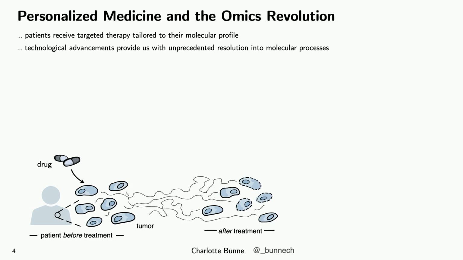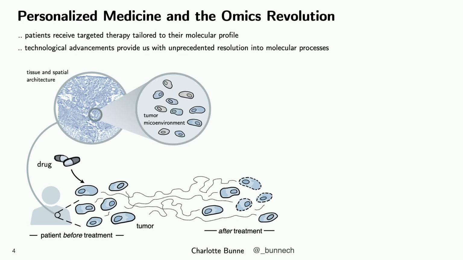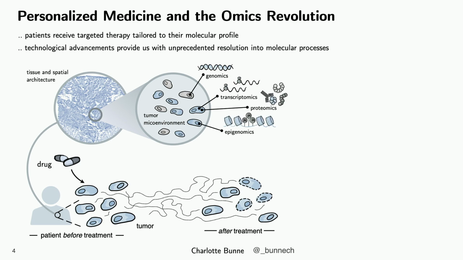What we have, and why this is feasible, is a revolution in the omics. So biotechnology methods that allow us to measure in depth the molecular profile of a patient. Meaning I can look at the tissue architecture, I can understand the spatial structure, I can look at the microenvironment of a tumor, and in particular I'm able to look at each individual cell and measure many different modalities: epigenome, proteome, transcriptome, genome, and so on and so forth.